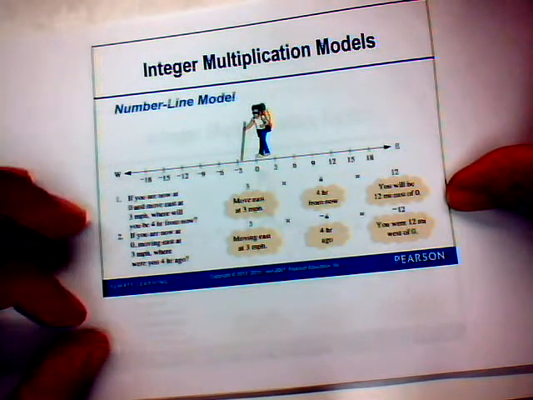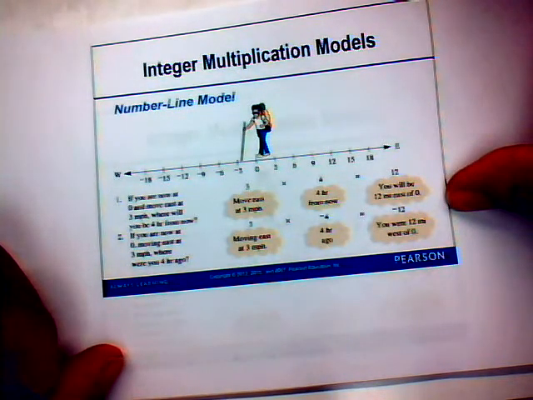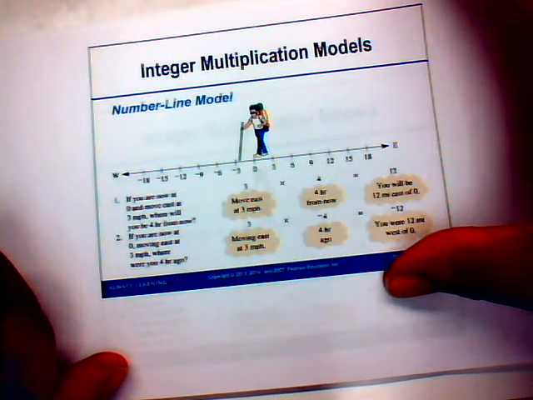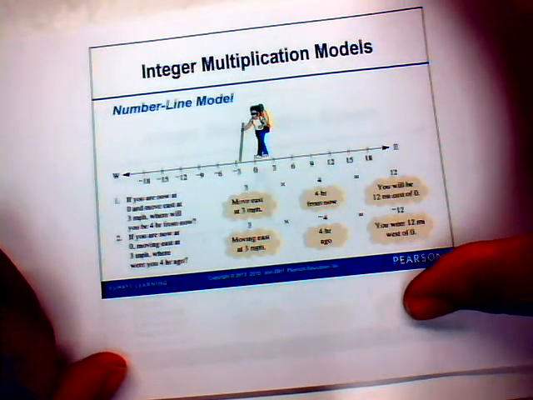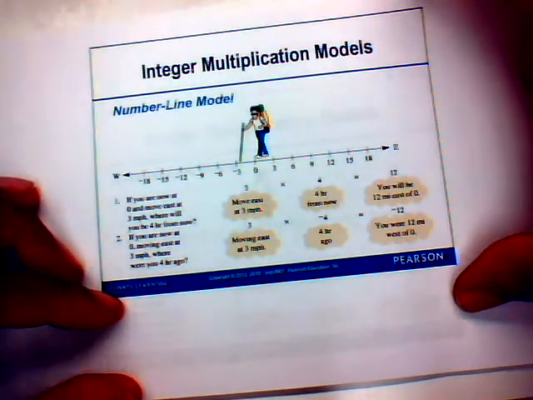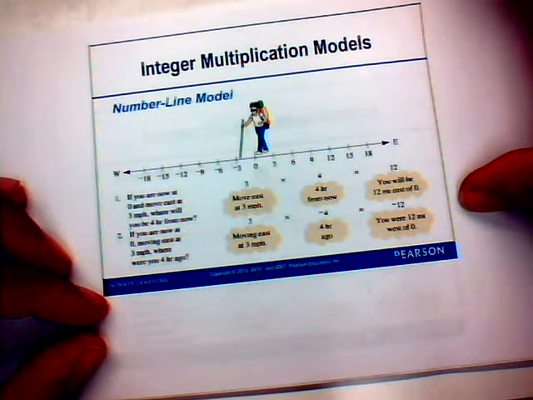Now, if you are now at 0 and moving east at 3 miles per hour, where were you 4 hours ago? 4 hours ago will represent negative 4. Moving east at 3 miles per hour is positive 3. So you were 12 miles west of 0.